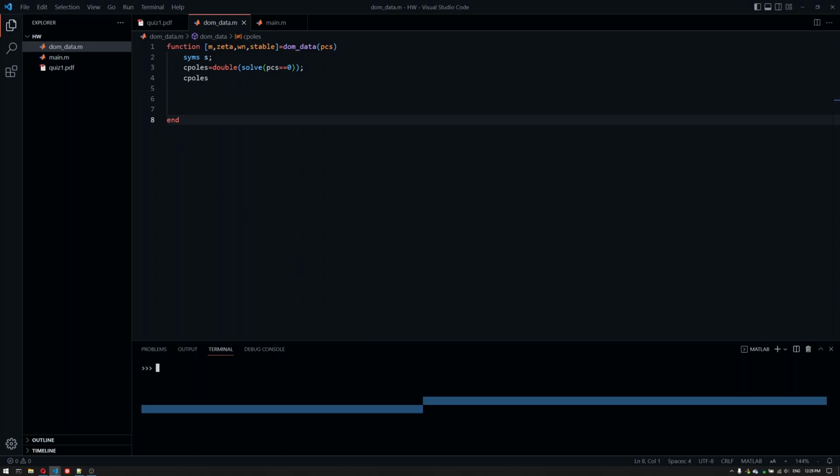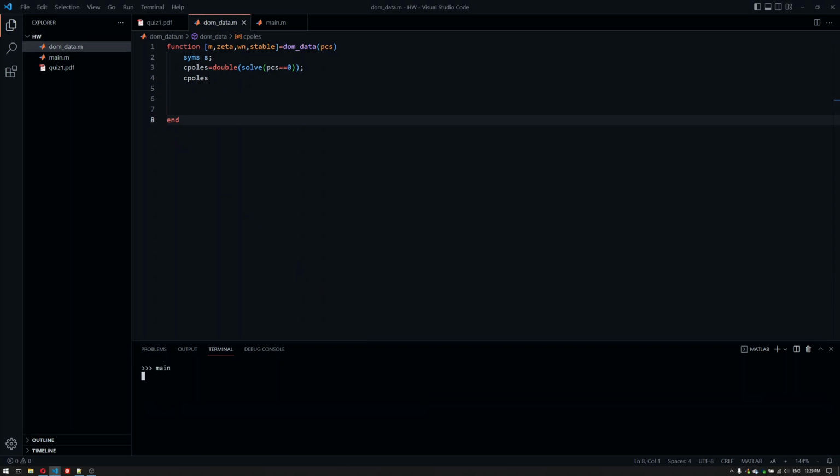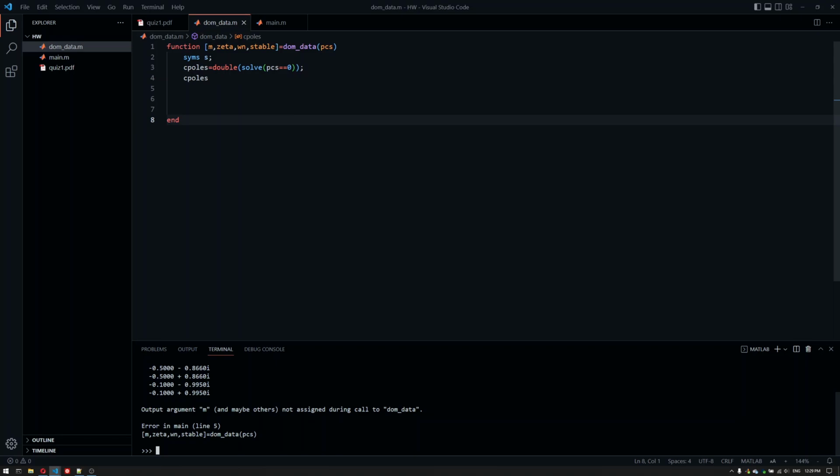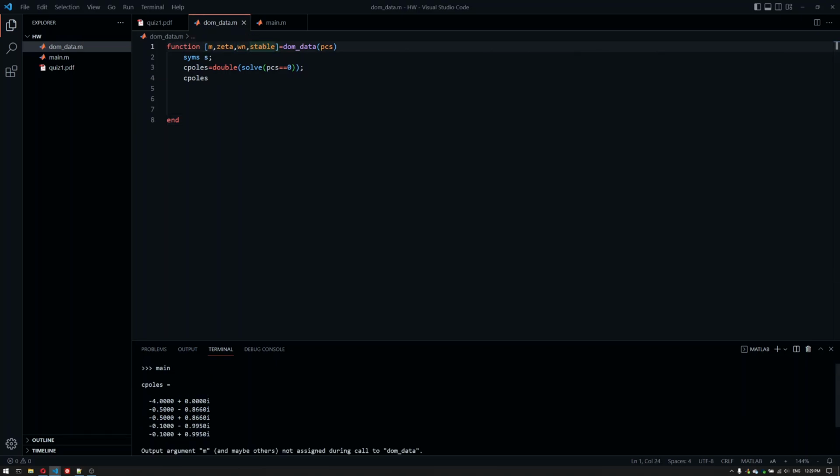Now, if we call the main function, we'll basically get an error because we didn't assign anything. So that's the assignment problem here, because we promised to assign m, zeta, omega, and stable, but we didn't, so we get this error. But I can see that we have certain roots here. So therefore, we have basically calculated them, converted them to double.